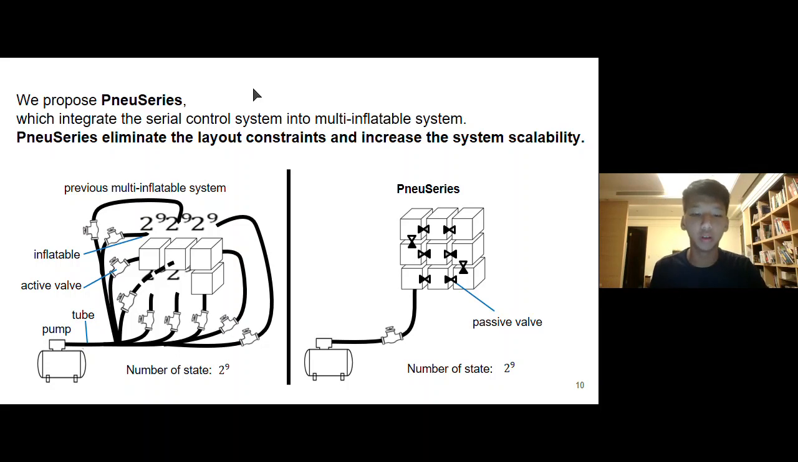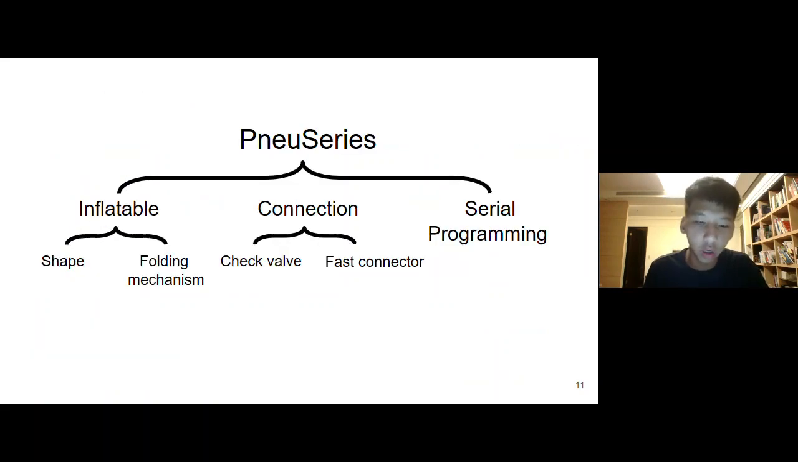Therefore, we propose NeuSeries, which integrates the serial control system into multi-inflatable systems for shape-changing interfaces. Unlike traditional multi-inflatable systems that duplicate a single inflatable system and have a proportional number of actuators, NeuSeries uses only one actuator to control all inflatables. This eliminates the layout constraint from external tubes, which largely reduces the complexity of the system. Alright, so that's NeuSeries.